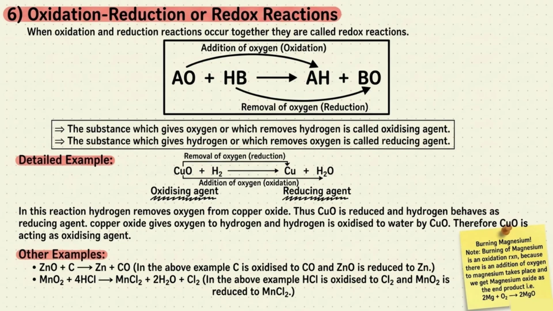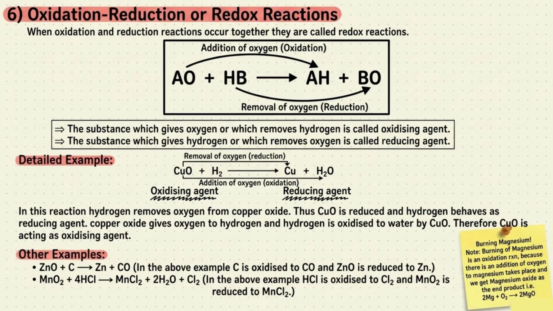Let's break down a detailed example of a redox reaction to see who is doing what. Look at the equation. CuO plus H2 yields Cu plus H2O. In this reaction, the CuO, the copper oxide, is losing its oxygen. It is undergoing reduction, so it acts as the oxidizing agent. Meanwhile, the H2, the hydrogen, is gaining that oxygen to become water. It is undergoing oxidation, so it behaves as the reducing agent. They work together.